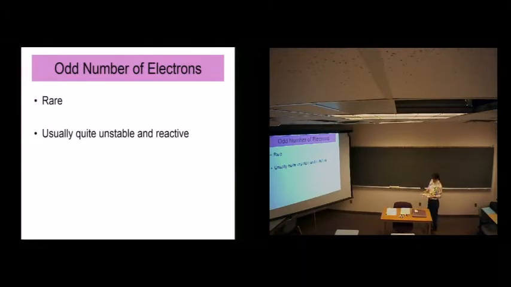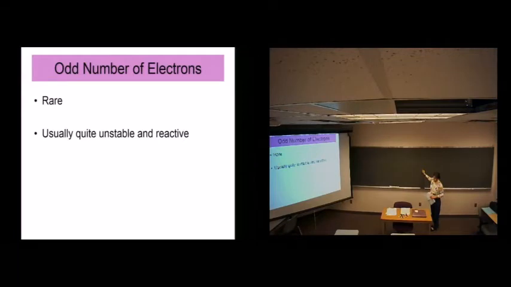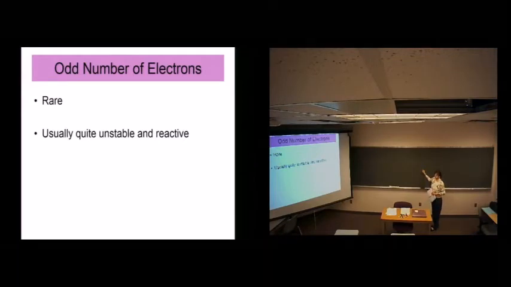Nitrogen has how many valence electrons? 5. Oxygen has how many? 6. That's 11. Okay, somebody's not going to have an octet. So that happens sometimes, and that's rare, but it does happen.